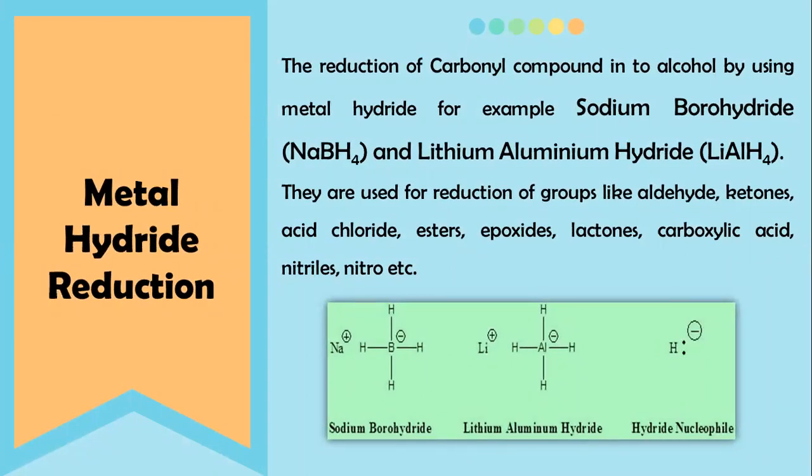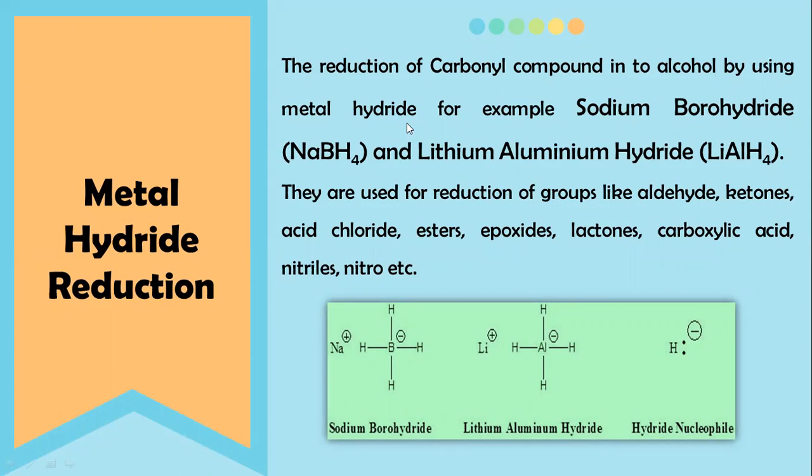Now we will understand the metal hydride reduction. Definition: the reduction of carbonyl compounds into alcohol by using metal hydride. For example, sodium borohydride, NaBH4, and lithium aluminium hydride, LiAlH4.